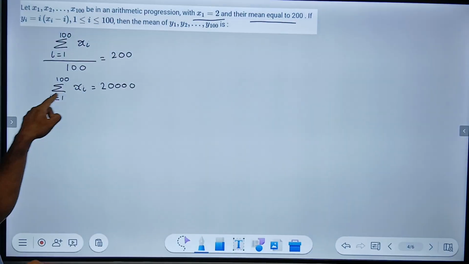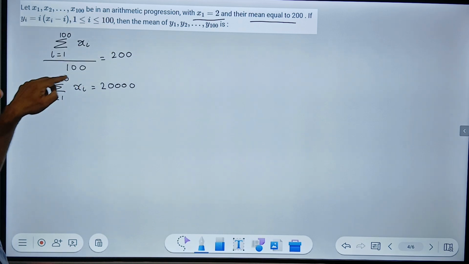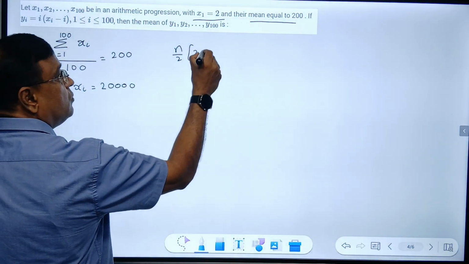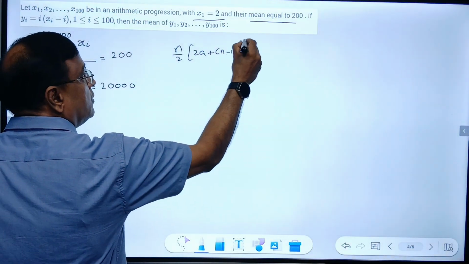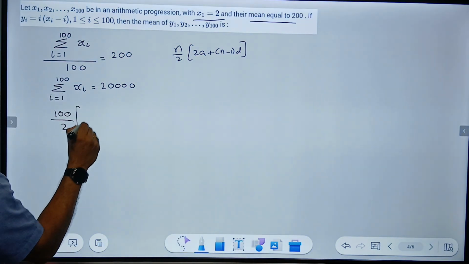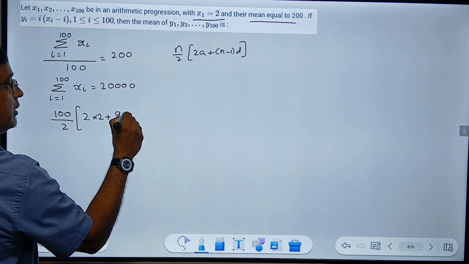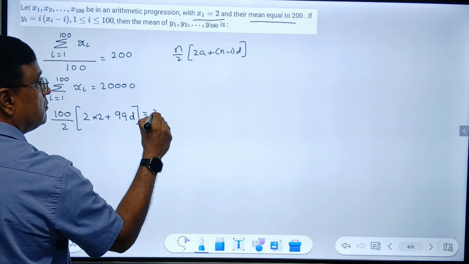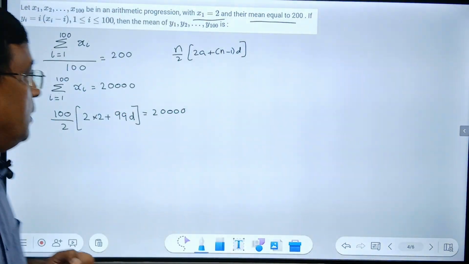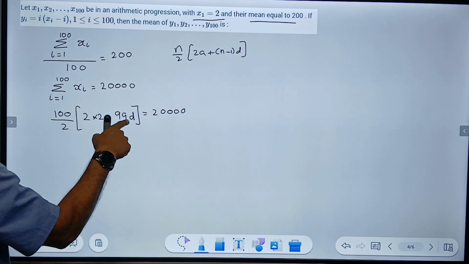Now what is this? This is nothing but the sum of an AP, right? Sigma xi's are in AP. So what do you mean by sigma xi? Sum of 100 terms. What's the formula? You know, n by 2 into (2a plus (n minus 1) into d). So what is n? n is 200. Sorry, n is 100. 100 by 2 into (2a plus (n minus 1) into d). What's the first term? The first term is 2. You understand what I'm saying? This is the sum of an AP, n by 2 into (2a plus (n minus 1) into d).